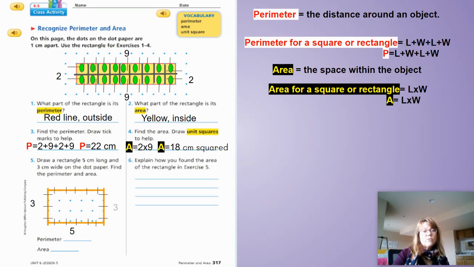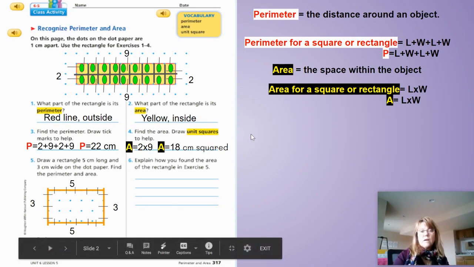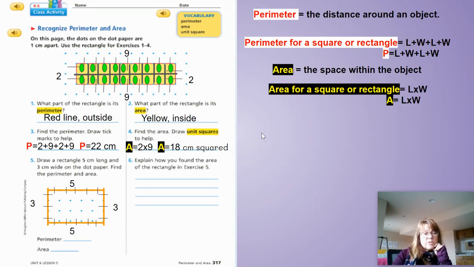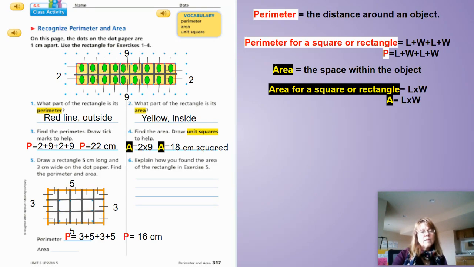All right, we have 3 and 3 and 5 and 5 to show that these are the perimeter parts of that problem. If we use our formula, it's going to be the 3 plus 3 plus 5 plus 5, or 3 plus 5, 3 plus 5. So there we go. Length plus width plus length plus width is 16 centimeters going all the way around that rectangle. Let's connect the dots to make our square units, square centimeters in this case.